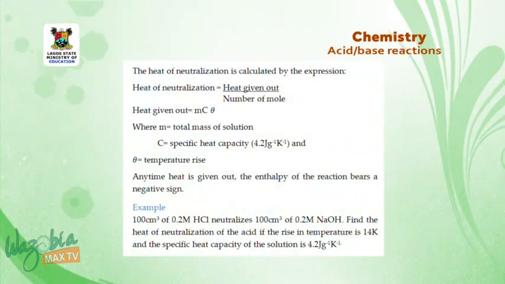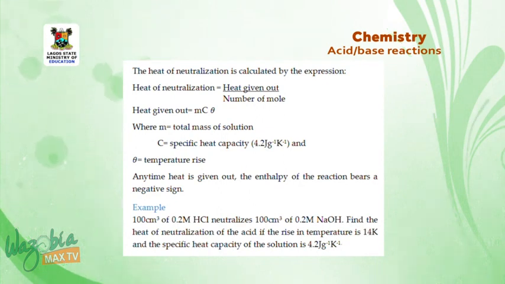Welcome back. We are going to look at calculation on heat of neutralization. Heat of neutralization is calculated by using the expression heat given out over number of moles. Heat given out is equal to mcθ, where m is equal to total mass of solution, c is equal to specific heat capacity, which is 4.2 joule per gram per Kelvin, and θ is equal to temperature rise. Anytime heat is given out, the enthalpy of the reaction bears a negative sign.